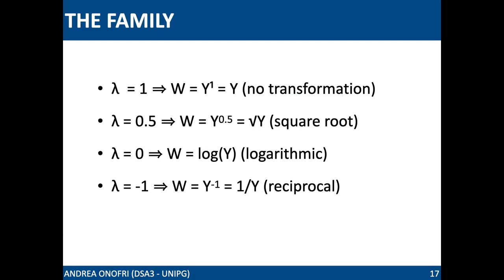Box and Cox, so you see here that for this family, by changing the lambda value, we obtain several different transformations. For example, when lambda is equal to 1, then we take the response, we raise it to power 1, so we do not transform at all. If lambda is equal to 0.5, then we take the square root of the response. If lambda is equal to 0, then we take the logarithm of the response. If lambda is equal to minus 1, we take the reciprocal of the response. If lambda is equal to 2, we take the square of the response. So you see that by selecting lambda, we can make a lot of different transformations.